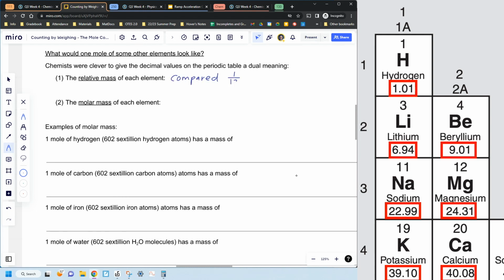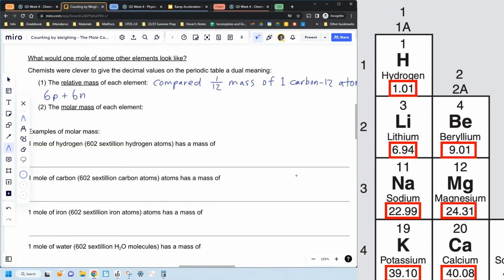Now that's compared to 1/12 the mass of a carbon-12 atom. Because a carbon-12 atom has 6 protons and 6 neutrons, this new standard for relative mass has roughly the mass of a proton or neutron, sometimes called a nucleon. This amount of mass has been given the name an atomic mass unit, sometimes abbreviated AMU or simply U. This is very close to the mass of a hydrogen atom because the most common hydrogen atom consists of just a proton and an electron.